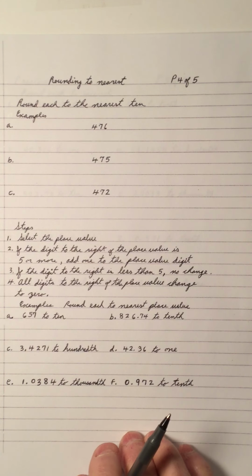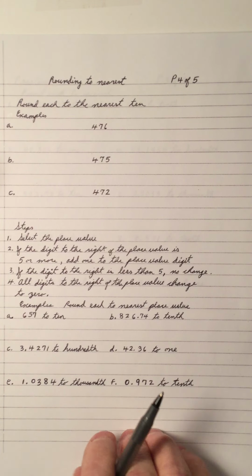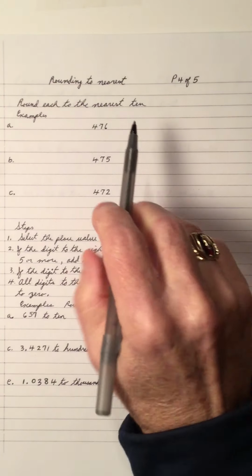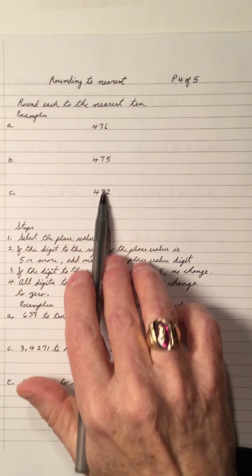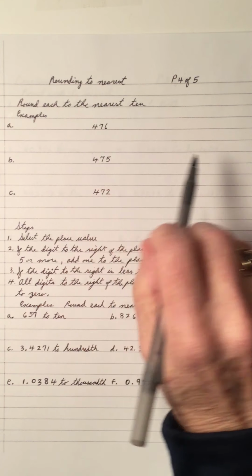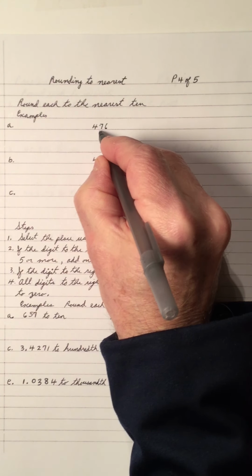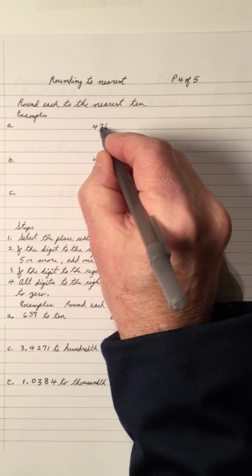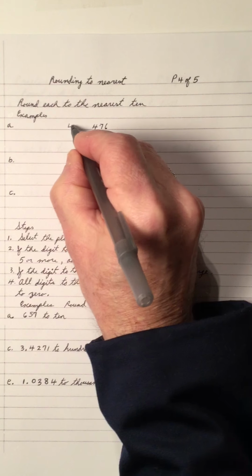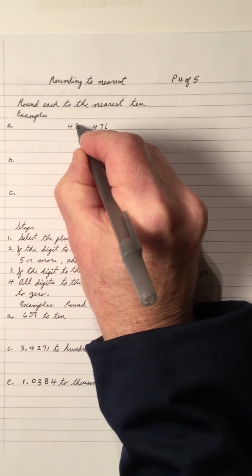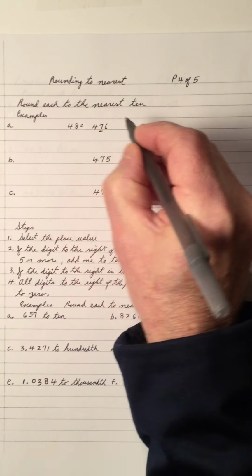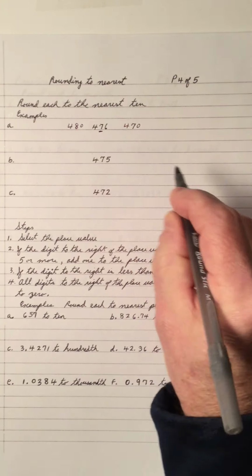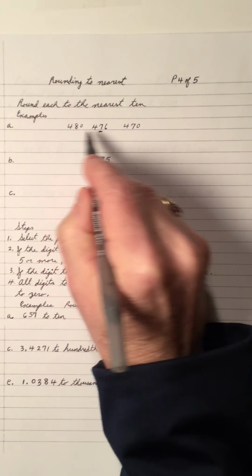Let's look at rounding. Rounding to the nearest tenth, rounding to the nearest hundred. So let's round these three numbers to the nearest 10. To do that, the tens place is 7, that's 70. So if I round to the nearest 10, that means I'm going to make it 80. 480. Below that is 470. So tens place, 80 and 70.